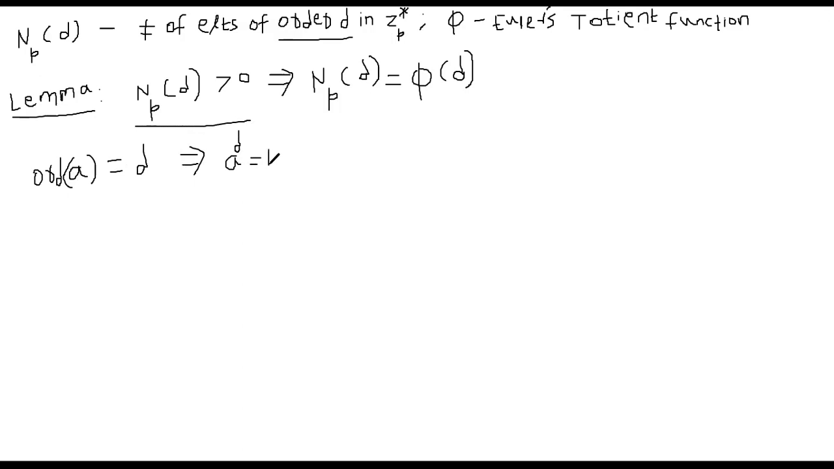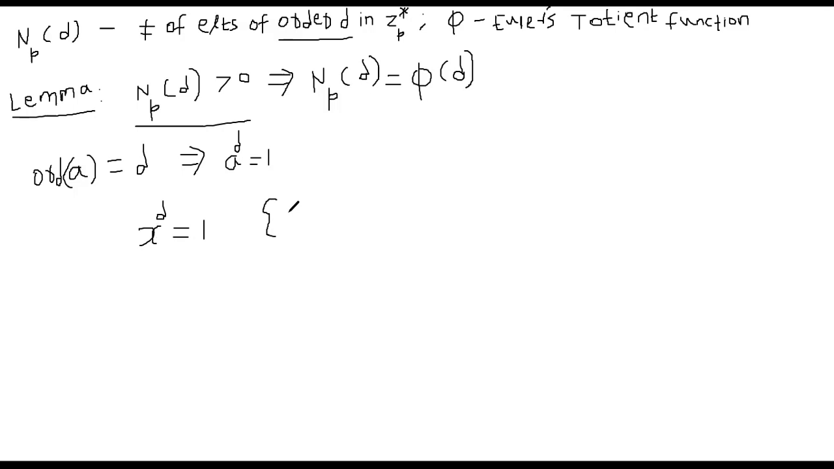Now consider this polynomial, x power d equal to 1. How many roots can this polynomial contain in Z star p? We proved earlier that a polynomial of degree d will have at most d roots in Z_p. So in the group Z_p, we already proved that. So we should be able to conclude that there can be at most d solutions for this polynomial x power d equal to 1.